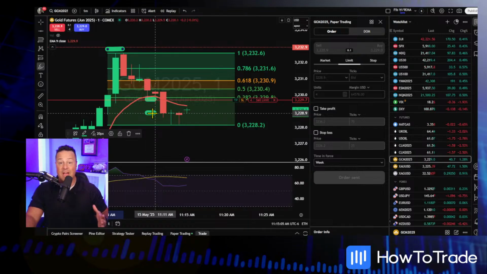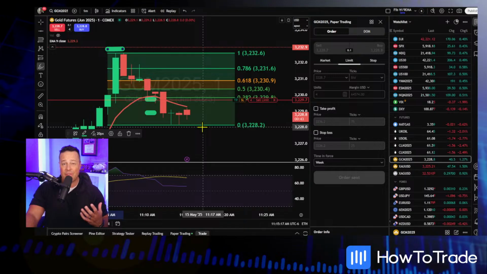3228.9 would have been our original entry. This one would have been 3229.7. So we would be saving some money. Be saving what, about 8 ticks, something like that, 10 ticks? Okay. Now that's if I want to trade 38%.